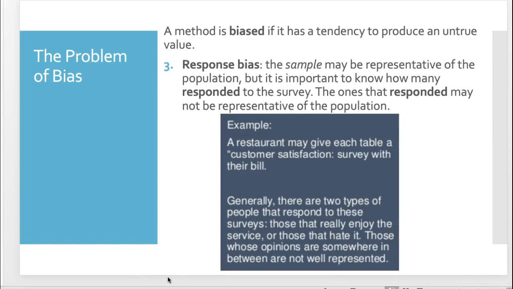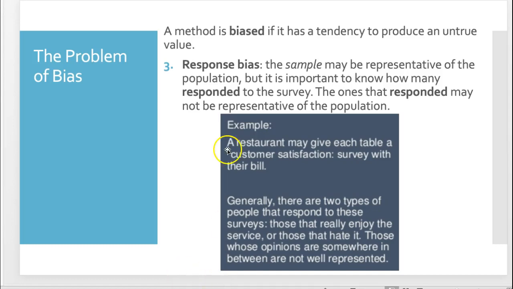Another type of bias is called response bias. The sample may be representative of the population, but it is important to know how many responded to the survey. The ones that responded may not be representative of the population. We may have selected a good sample that's representative, and we're asking them to fill out a survey, but not everybody is going to fill out a survey.